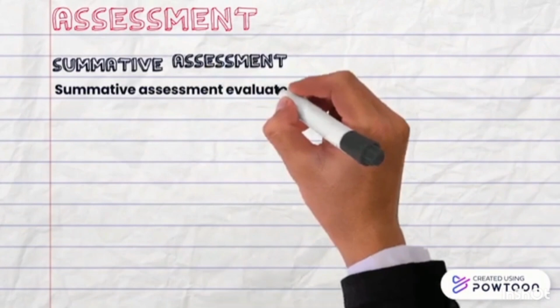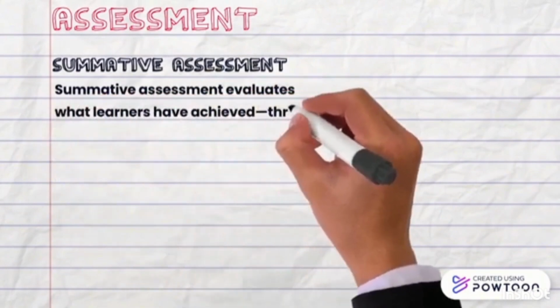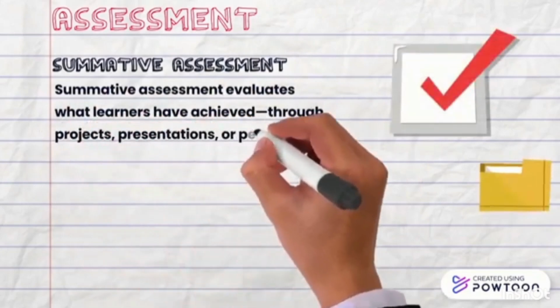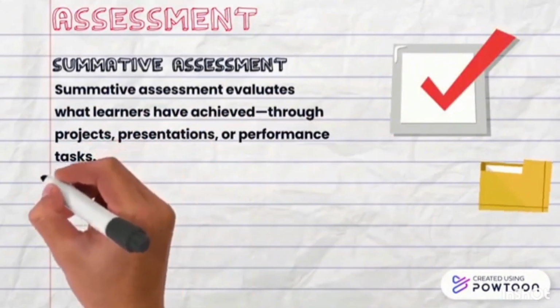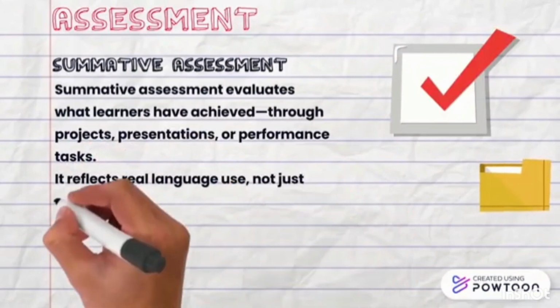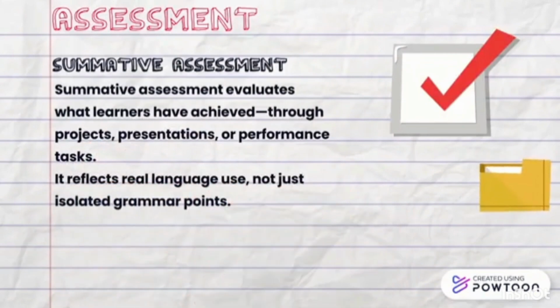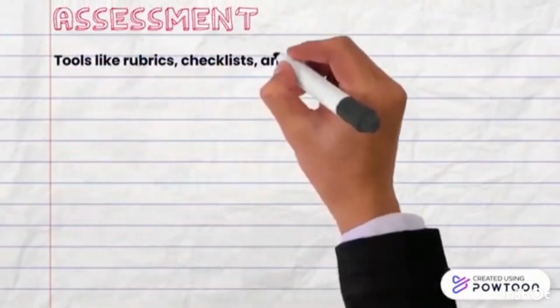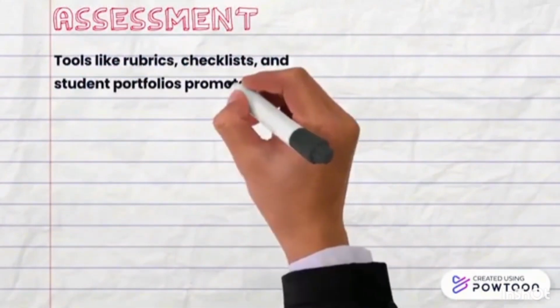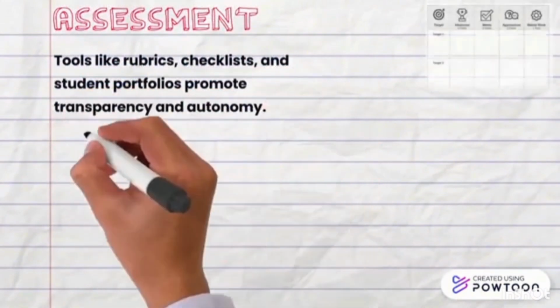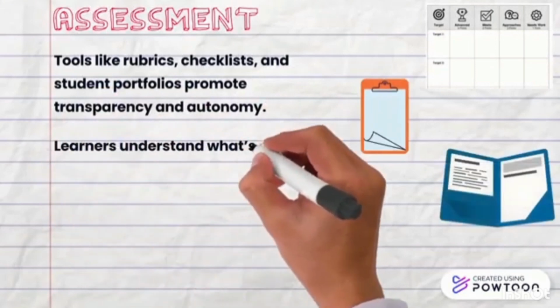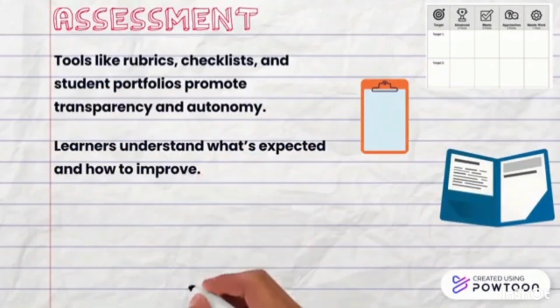Summative assessment evaluates what learners have achieved, through projects, presentations, or performance tasks. It reflects real language use, not just isolated grammar points. Tools like rubrics, checklists, and student portfolios promote transparency and autonomy. Learners understand what's expected, and how to improve.